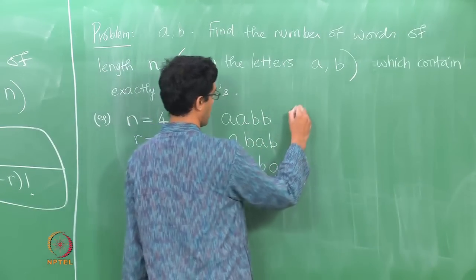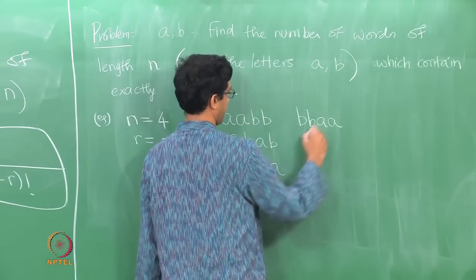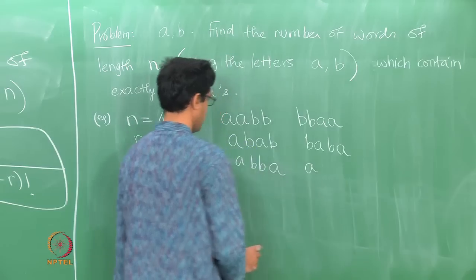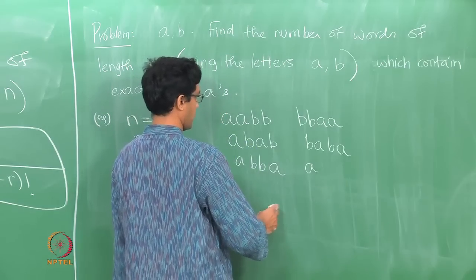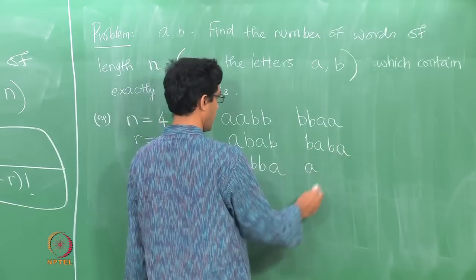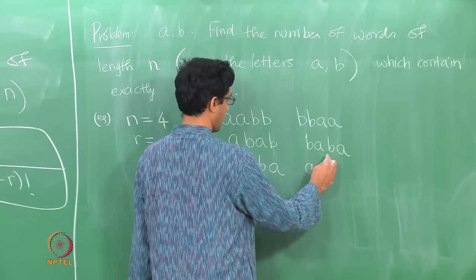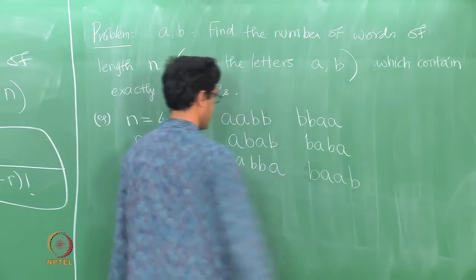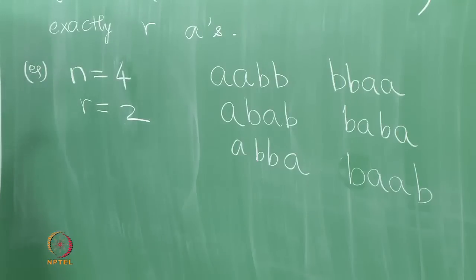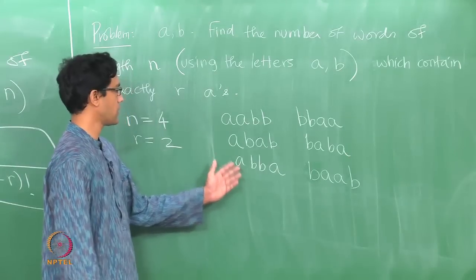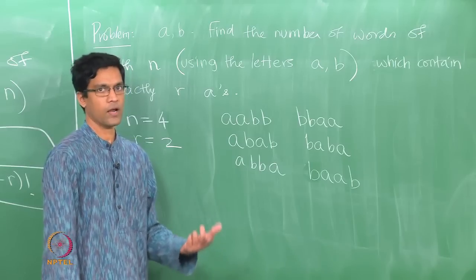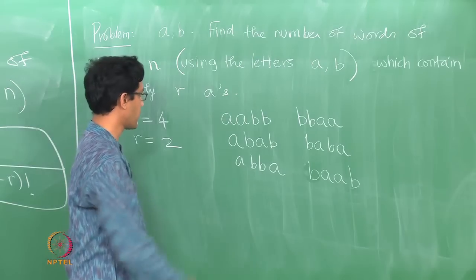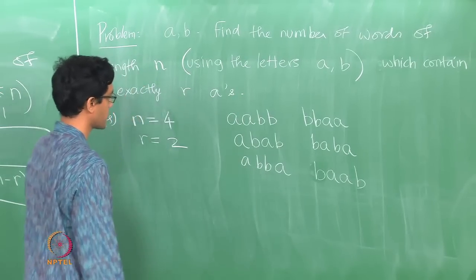Now similarly I have BABA, and let's see, what do I have now? I have BAAB. Okay, so what we have done is written down a list of words which have length 4 and which contain exactly 2 A's, and there are 6 such words, and hopefully I've gotten everything right. There aren't any more words that one can construct.